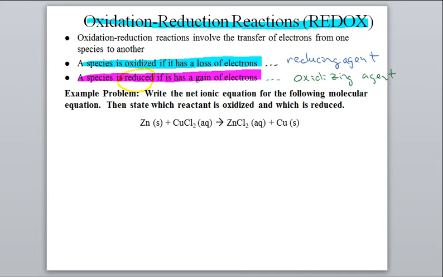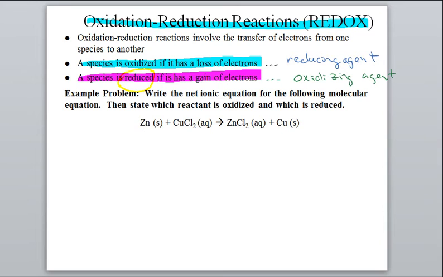And if you think about it, if it's reduced, it's gaining electrons. It's the one taking electrons. It's the bigger son. It's the oxidizing agent. It's working on another chemical. So reduced and oxidizing agent mean the same thing.